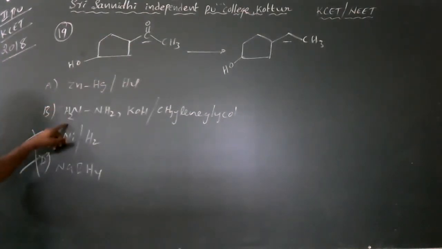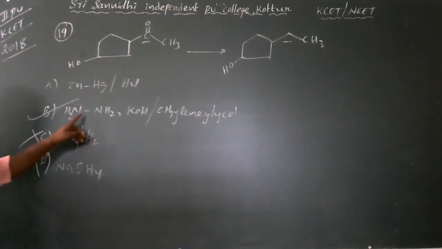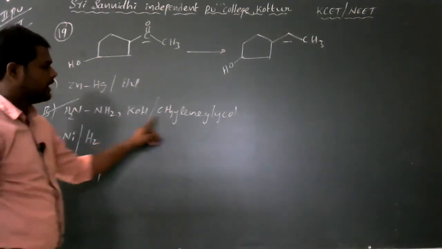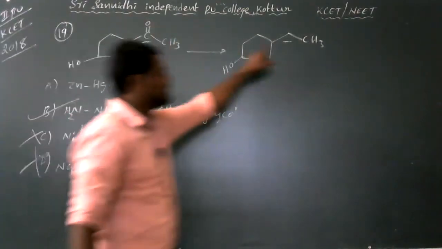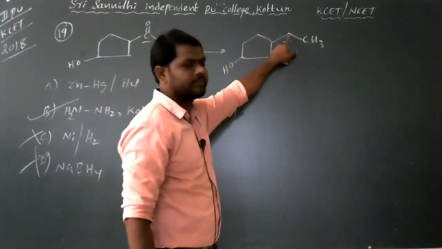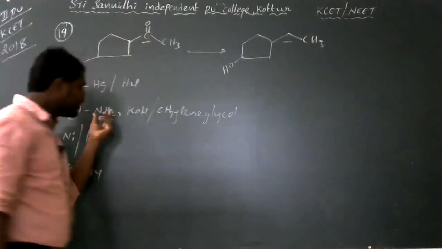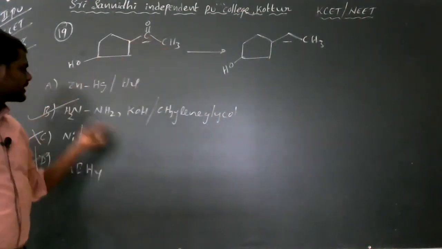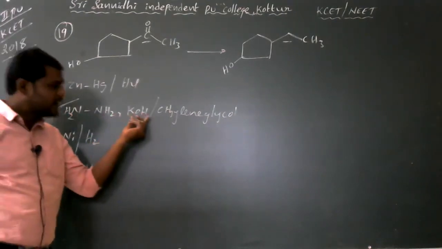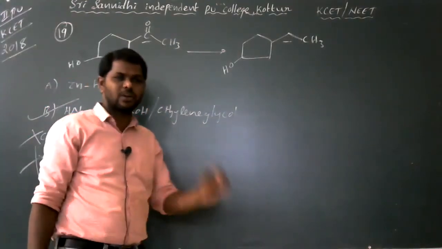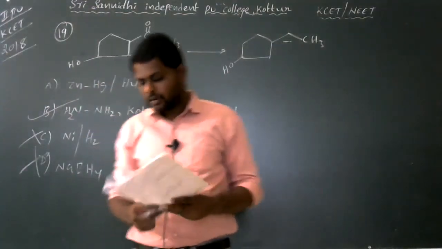Then out of the remaining two, the Wolff-Kishner reducing agent, hydrazine treated with KOH, gives the product alkane. The C=O group is converted into CH2. So to convert ketones into alkanes, the best reagent is the Wolff-Kishner reagent, hydrazine heated with KOH in ethylene glycol, which is the best route to get the C=O to CH2 group. That is the answer.